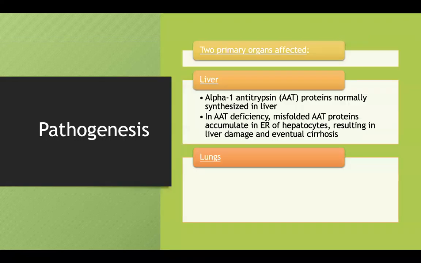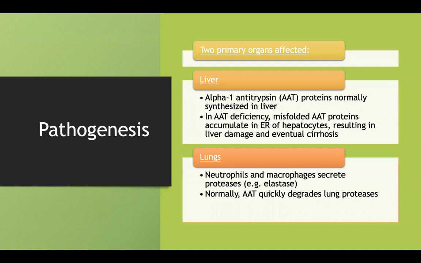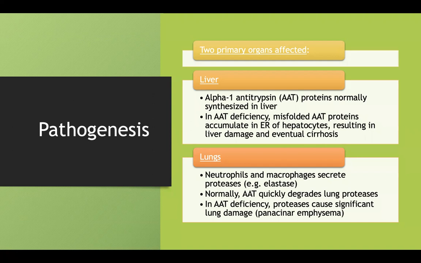In the lungs, it has a little bit different mechanism. What's always happening is that you have this balance between proteases and antiproteases. You need proteases in some cases because they'll help kill off pathogens and other materials. But normally, if the proteases get to a region of the lung that they don't belong, you usually have antiproteases like alpha-1 antitrypsin that can help degrade those lung proteases and keep everything in order. As you might expect, if you have alpha-1 antitrypsin deficiency, these proteases can now overwhelm the lungs and cause significant lung damage, specifically referred to as pan-acinar emphysema.